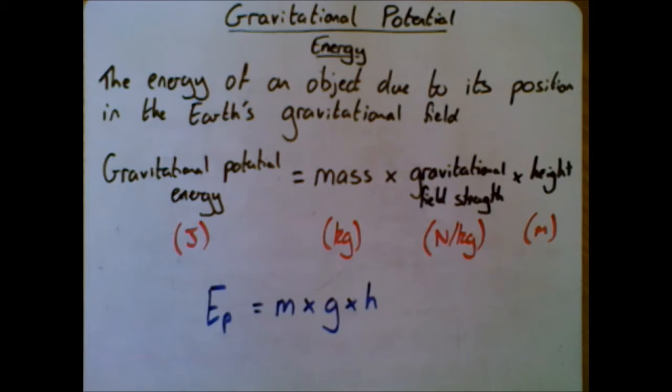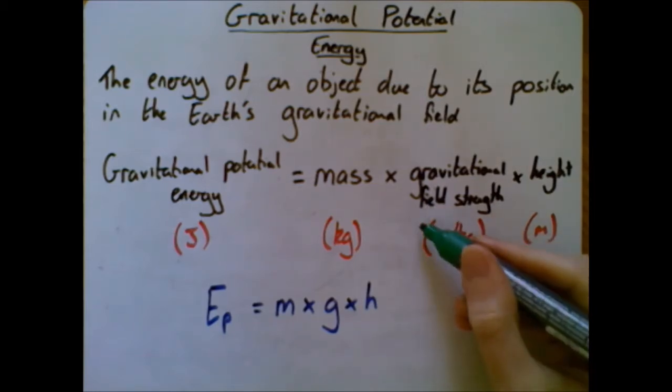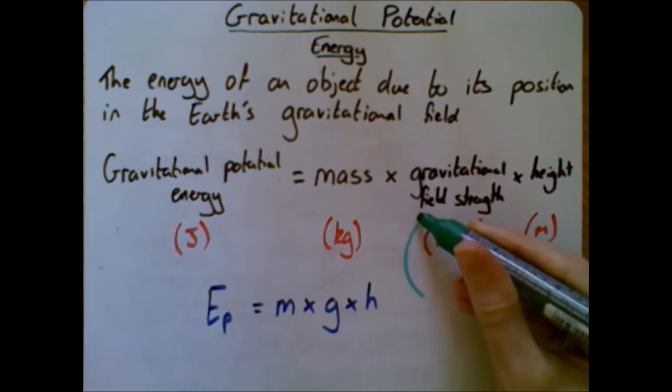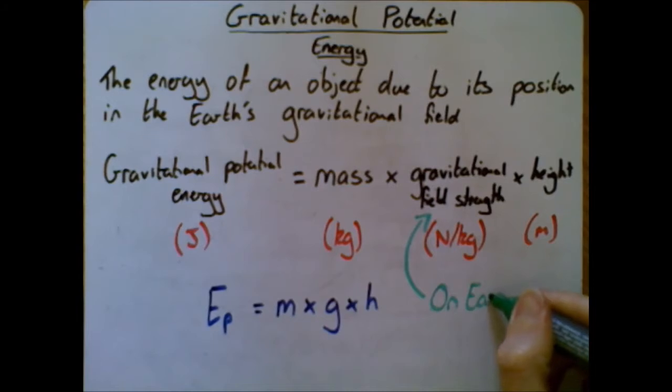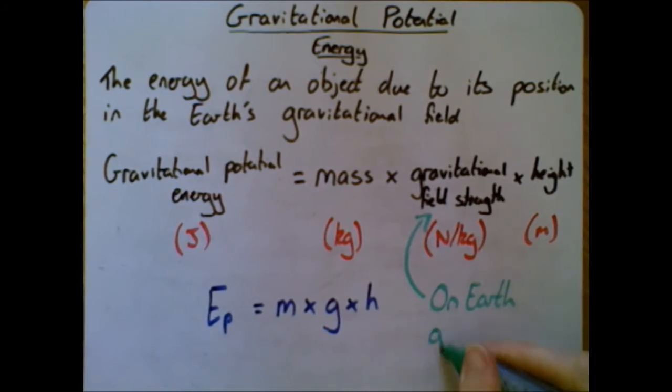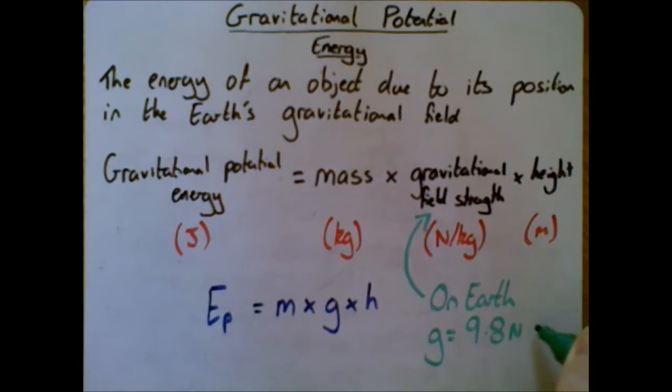One final thing to mention on this little bit, which you may remember, is this gravitational field strength on Earth. Hopefully you can remember that g is 9.8 newtons per kilogram. Now they should give that to you in the question, but it's always worth learning it just in case they don't. Okay, right, let's have a look then at some examples.